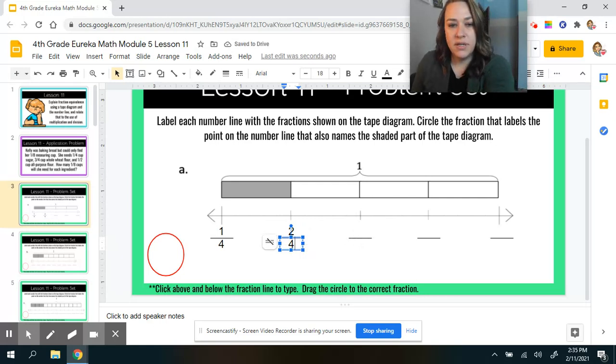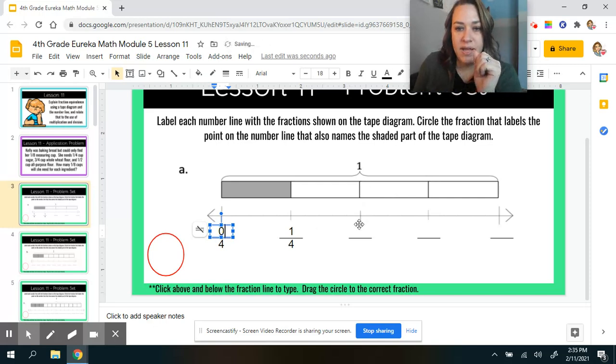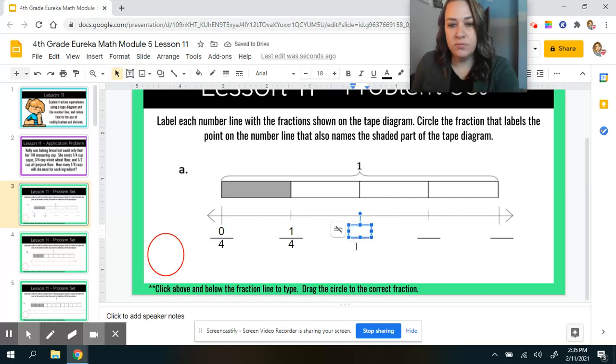Oh, excuse me. This one is 1. I put that one a little bit too soon. This would be 0 because it's at the end of our tape diagram. And then halfway would be 2/4, 3/4, and 4/4.